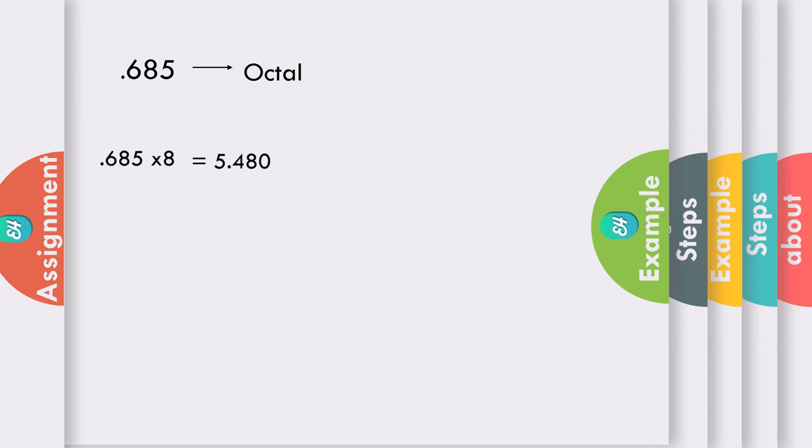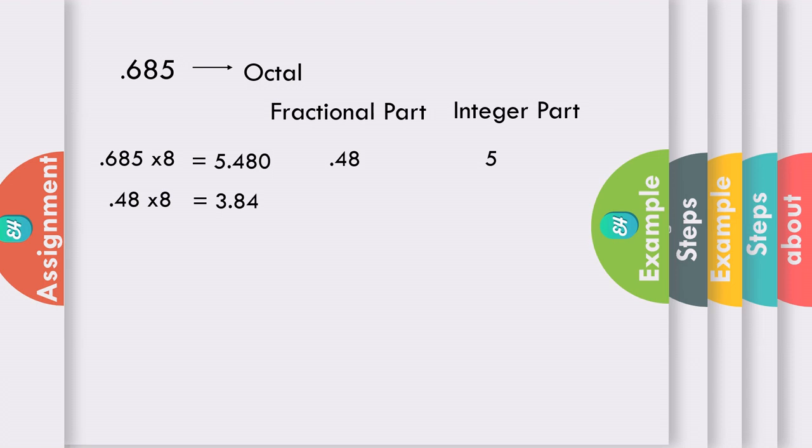We get the answer as 5.480. Now we'll separate the fractional part and the integer part. In 5.480, the fractional part is 0.48 and the integer part is 5. Again, now we will multiply 0.48 by 8. We get the answer as 3.84. So here the fractional part is 0.84 and the integer part is 3.